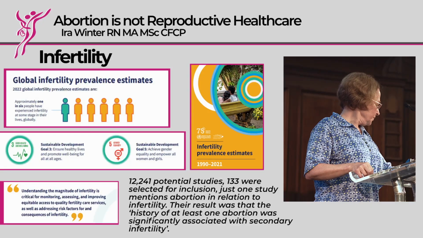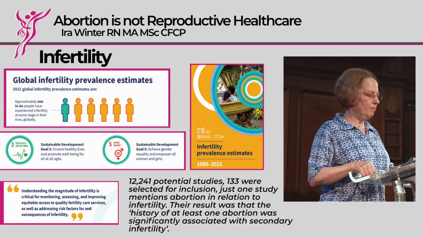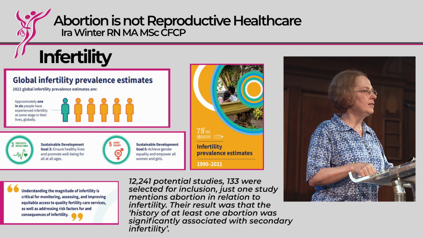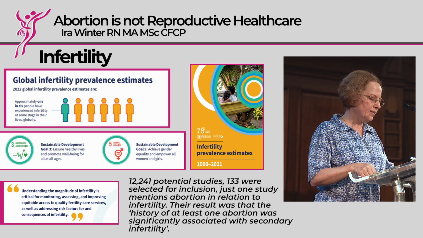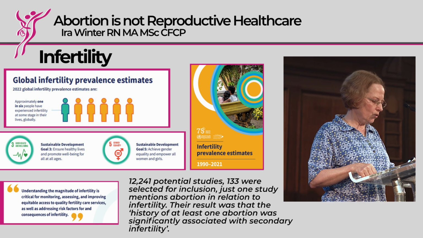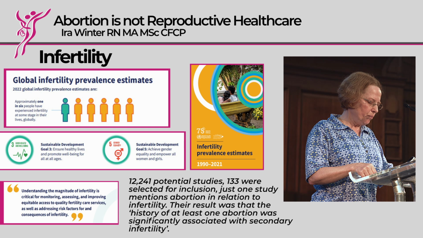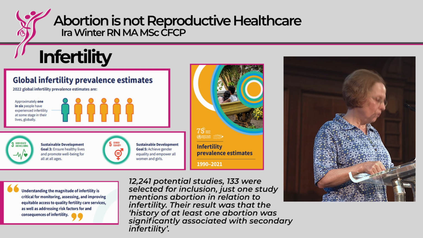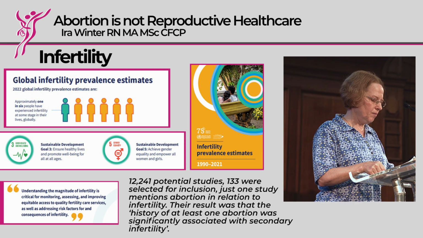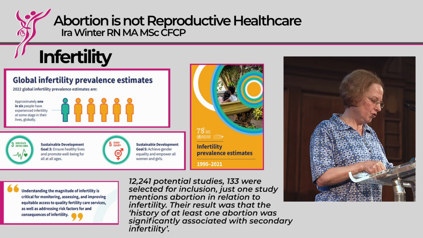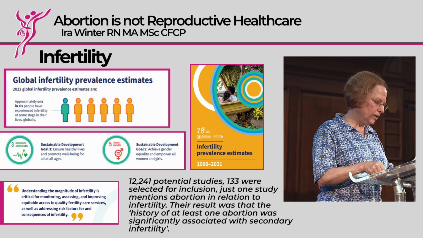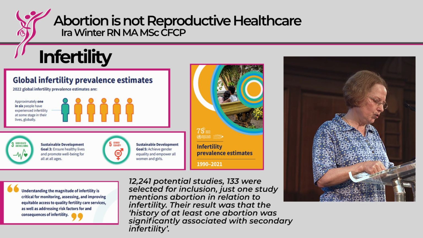The final example that I want to give is about infertility. We hear about rising infertility rates, and the World Health Organization has looked and tried to quantify things. In their report, out of the over 12,000 studies that they looked at, they then selected 133. Just one of them mentions abortion. And their conclusion is that the history of at least one abortion was significantly associated with secondary infertility.